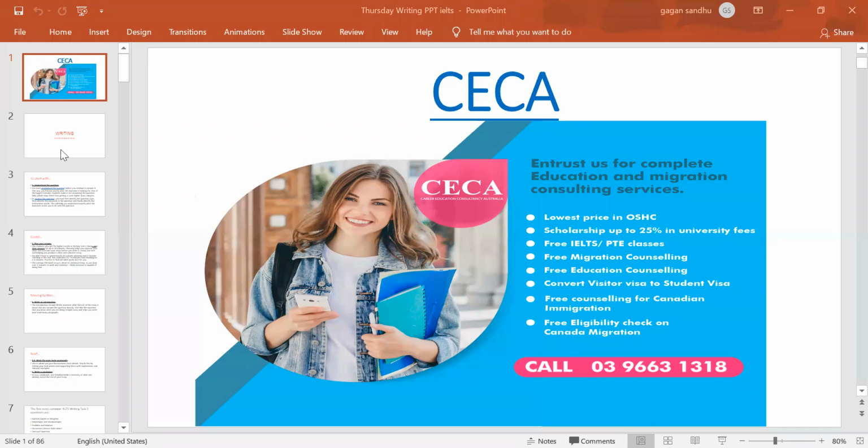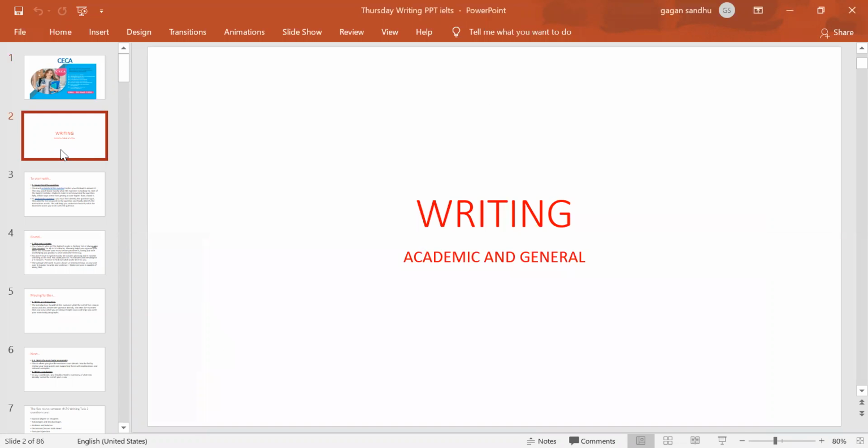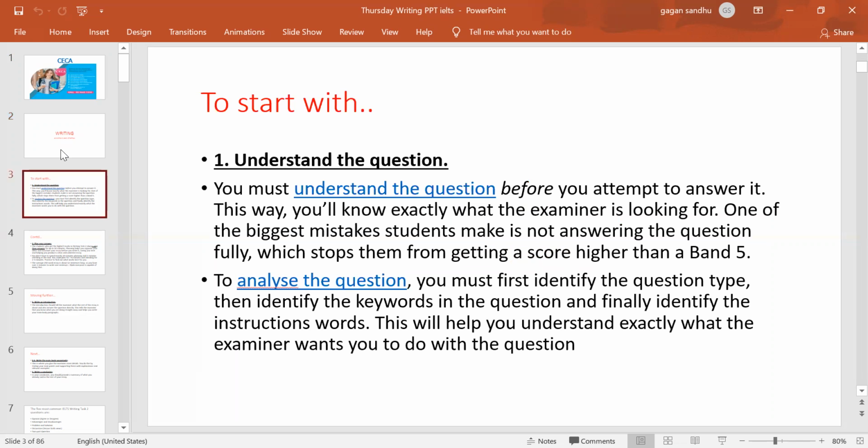So writing consists of two tasks named task 1 and task 2, right? Task 2 of the writing, which is an essay, is the same for the academic and the general candidate. There is no difference in the essay task of the writing, because task 1 is different. When we talk about task 1, we'll move into the details of that. Now, moving onwards with writing.